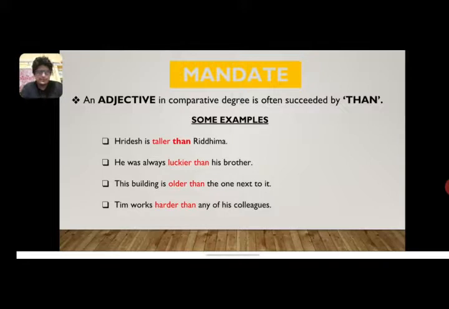The second example says he was always luckier than his brother. The third is this building is older than the one next to it. And the fourth is Tim works harder than any of his colleagues. If you pick out that word from any of these sentences, the sense of the sentence will definitely go bizarre. So an adjective in its comparative form will accept than as its successive word.